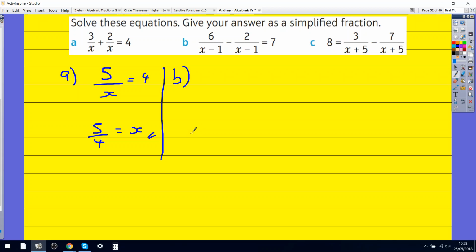Would B be 4 over 7 plus 1 equals x? 4 over 7 plus 1. What is 7 plus 1? 8. And so x is 4 over 8? Oh, right, so x is a half. That's it. Okay, you're good for those. 5 over 4. Okay.